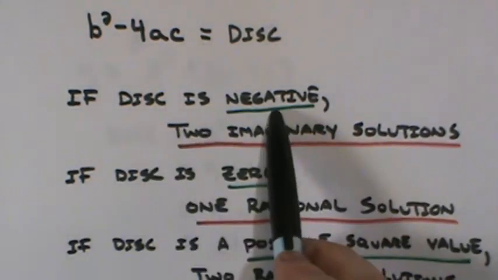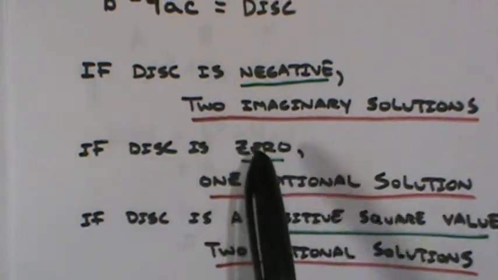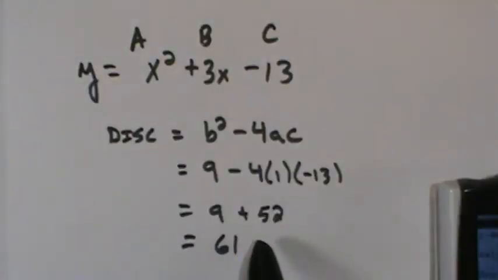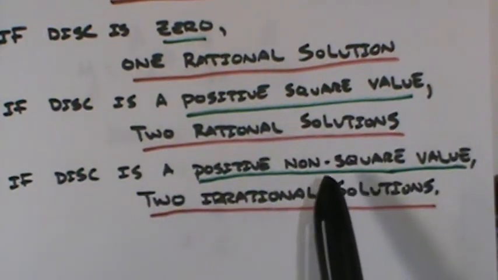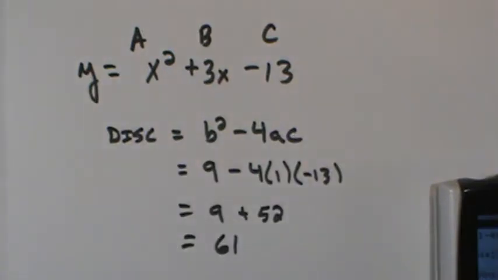If the discriminant is negative, no, I was not negative, I was positive. If it's 0, no, I'm not 0. If it's positive, yes, I am positive, but I'm not square. 61 is not a square value. It's a non-square value. That means I have two irrational solutions.